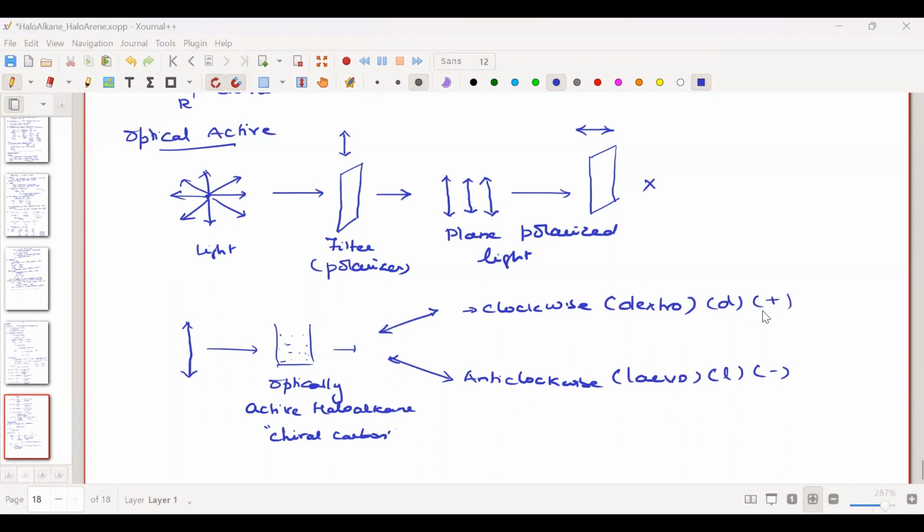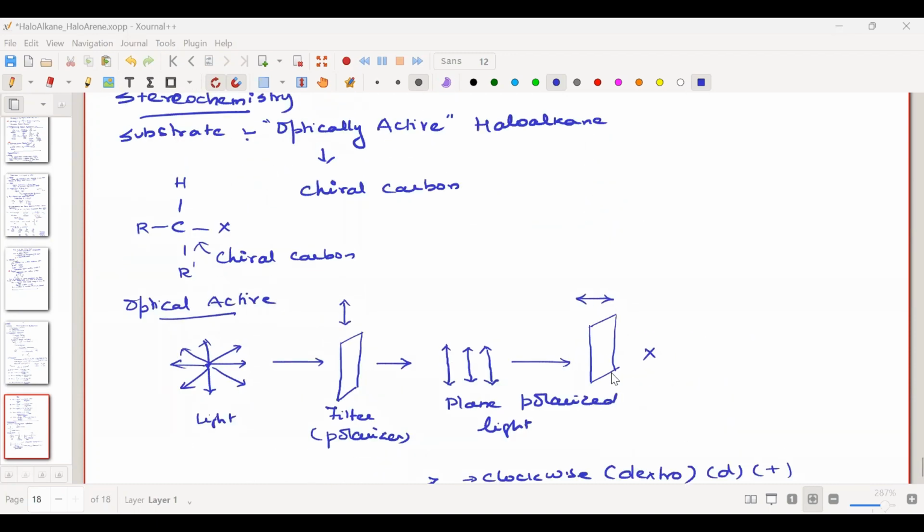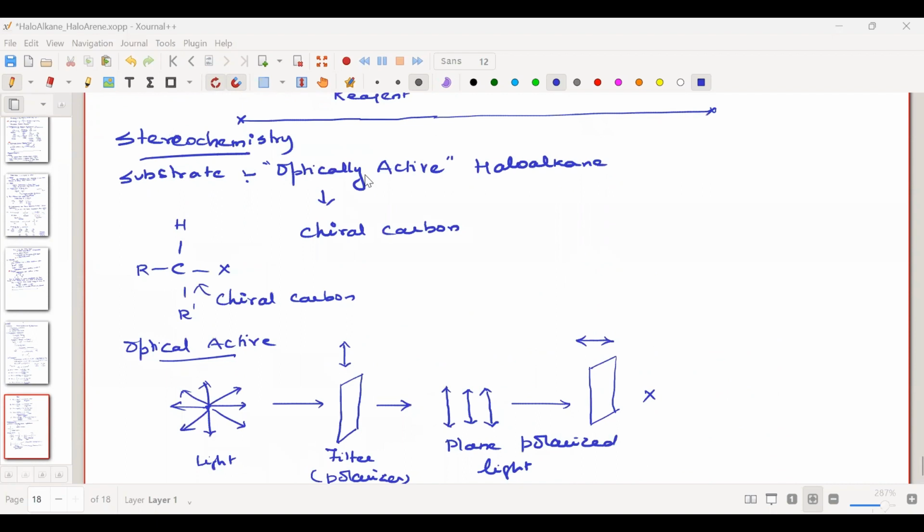So D plus glucose, that glucose is dextrorotatory glucose. So which means that you pass a plane polarized light into the glucose solution, it will rotate the light clockwise direction. L fructose இருக்கு. So L fructose will rotate it anti-clockwise. அந்த மாதிரி. Clear? Yes. So now you should know what is optically active.